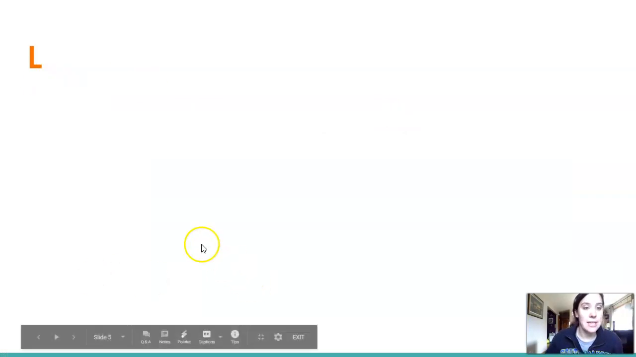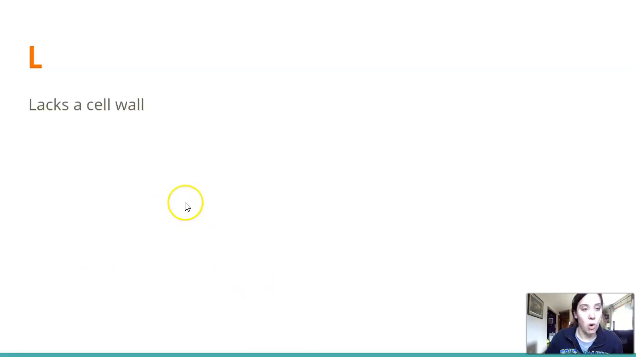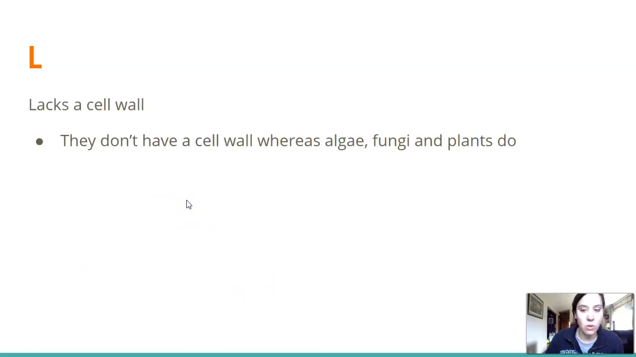Next, the next letter is L. This lacks a cell wall. So just looking at a cell, when you are a bio student in one of our classes and you look at a cell in a microscope, you notice that it doesn't have a cell wall. You can tell this. This is where algae, fungi, and plants go. They have a cell wall.